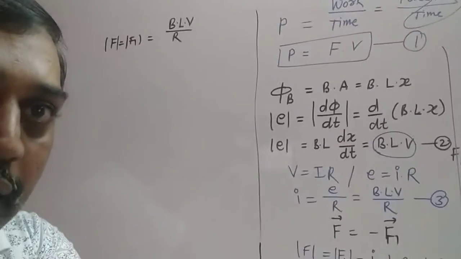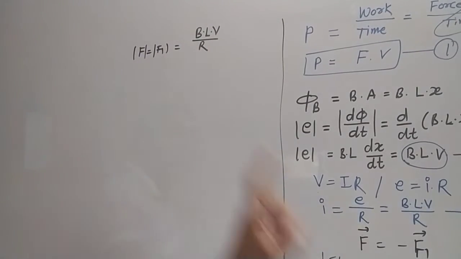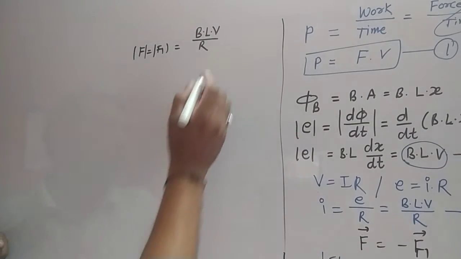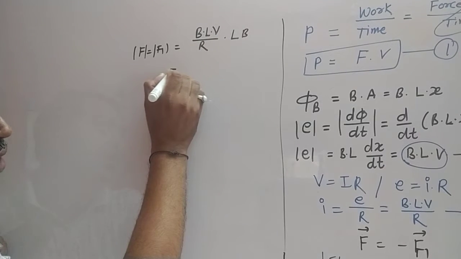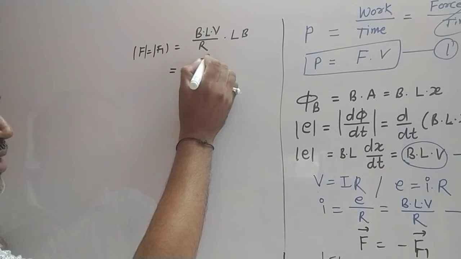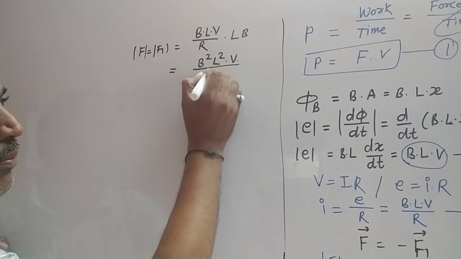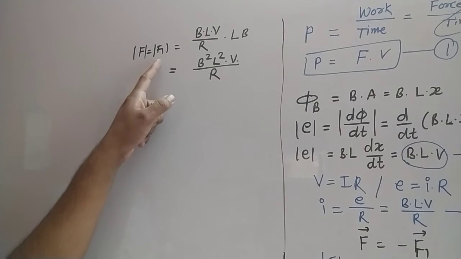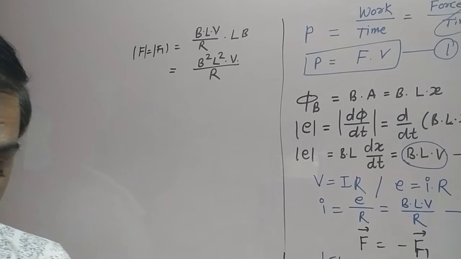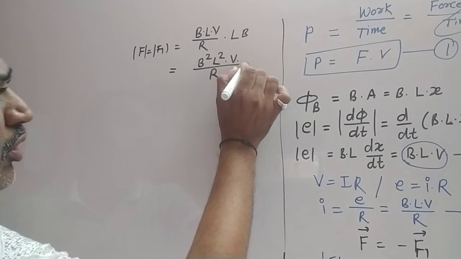I will move the camera a little bit above. So what we have done? We have written B L V divided by R into L B as it is. If we solve it, what do we get? B square L square into V divided by R. That is nothing but the force required to move the coil in a magnetic field: F equal to F1 equal to B square L square V divided by R. Suppose this is equation 4.